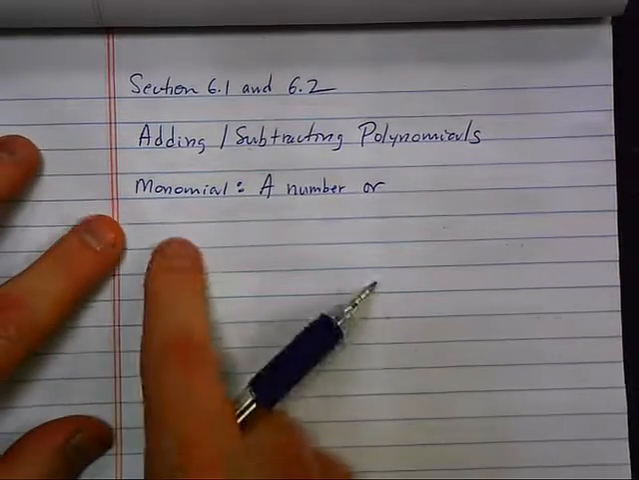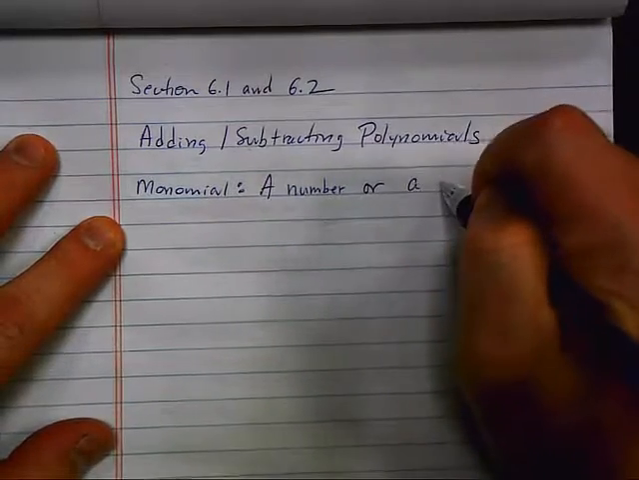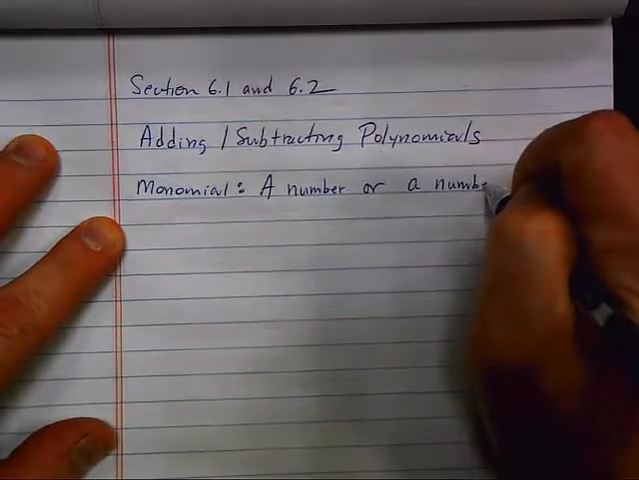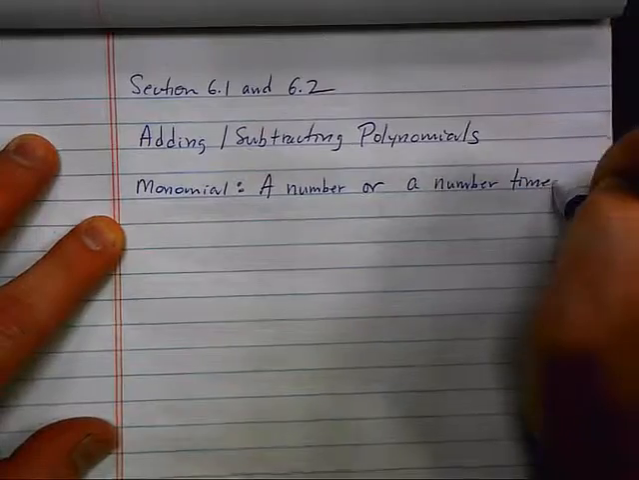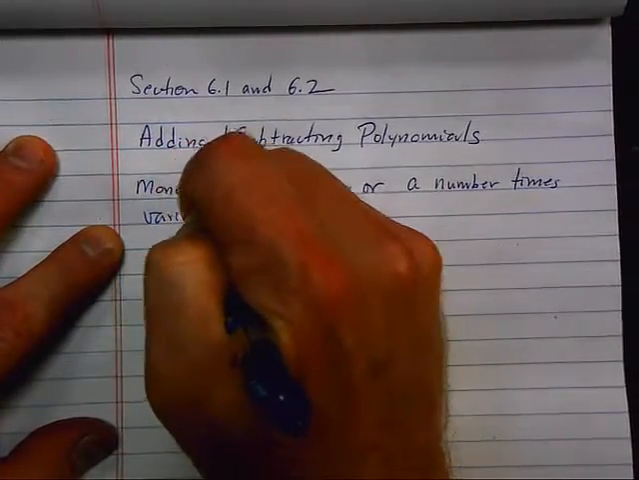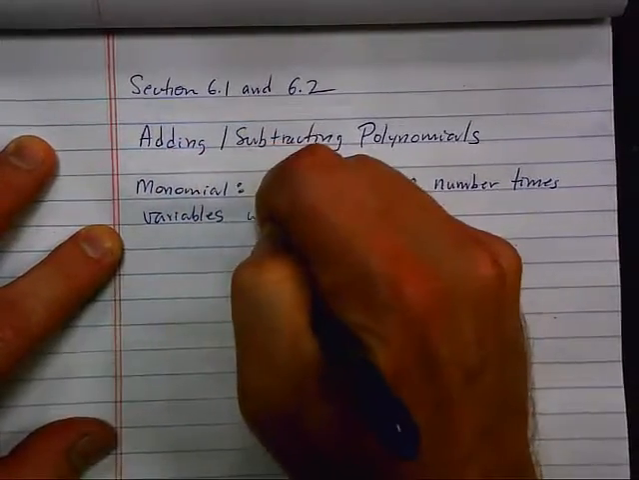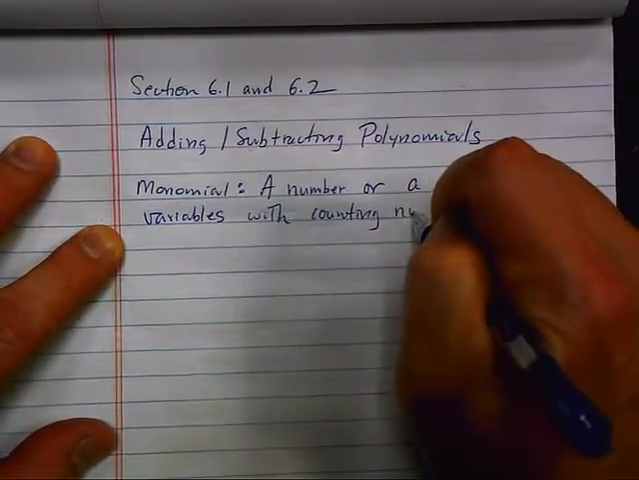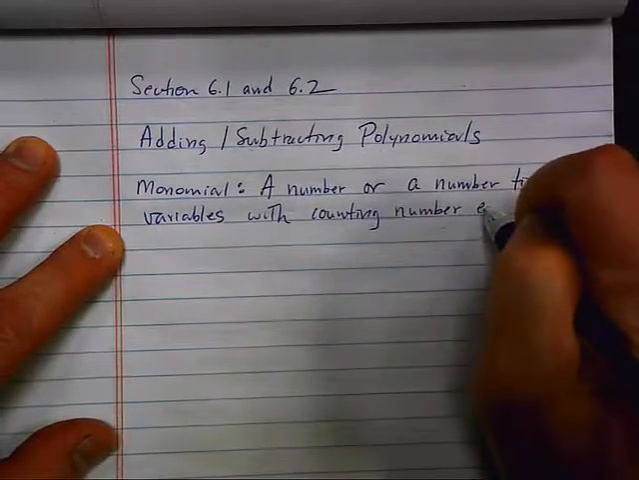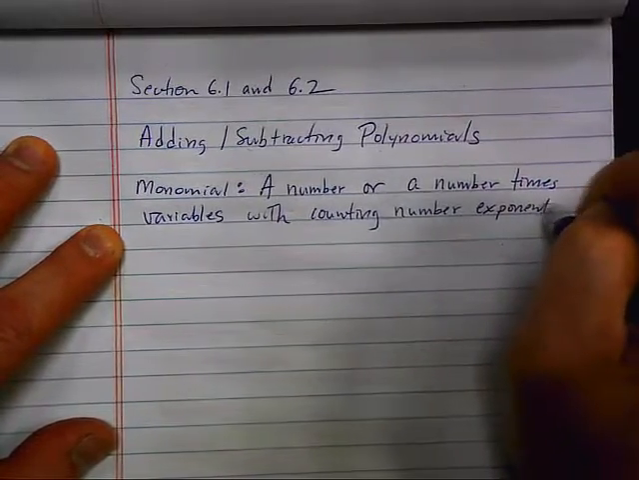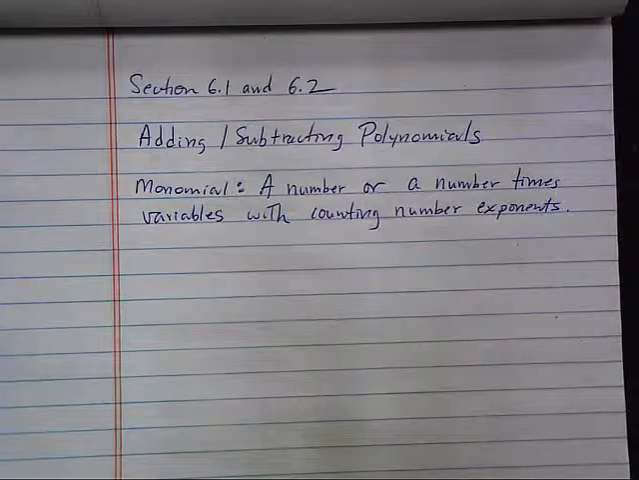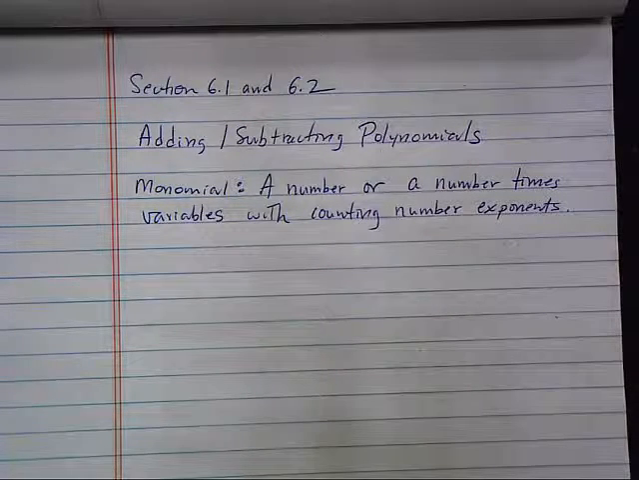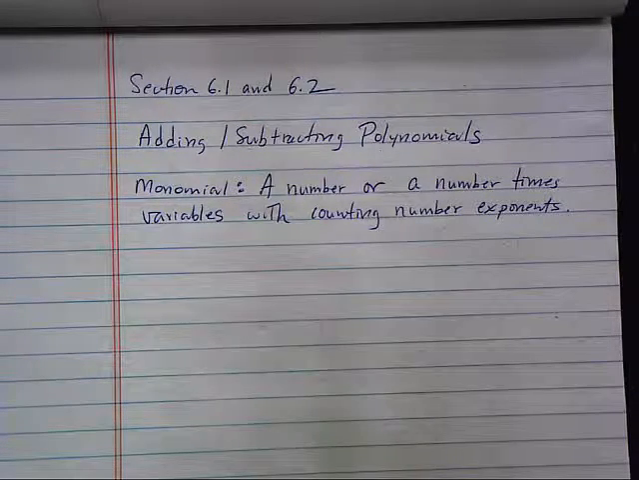Okay. So a monomial is a number or a number times variables with counting number exponents. So what are counting number exponents again? What are counting numbers? 1, 2, 3, 4. It could be past 10. 1, 2, 3, 4, 5, 6, going on forever. Those are the counting numbers.